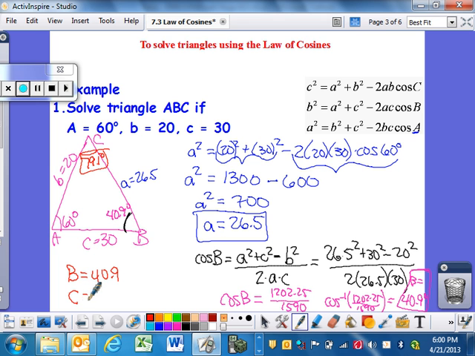So angle B, 40.9, angle C, 79.1. And then you should always check these triangles out. Do they make sense? Is the largest angle with the longest side, and the smallest angle with the shortest side? And as long as that happens, we should be happy. So let's move on and do one more.